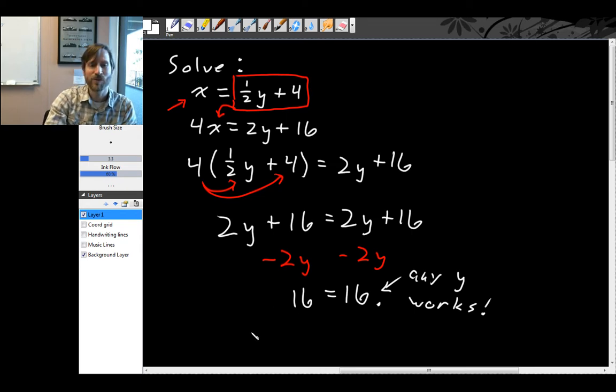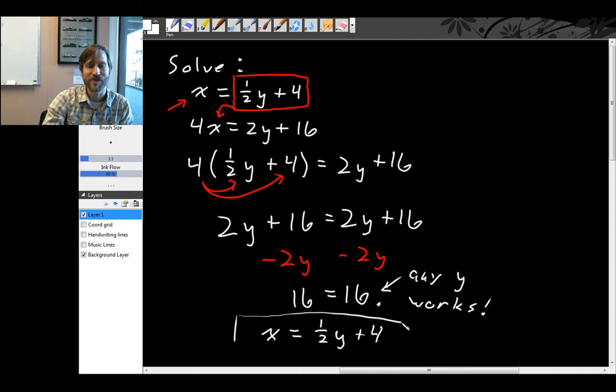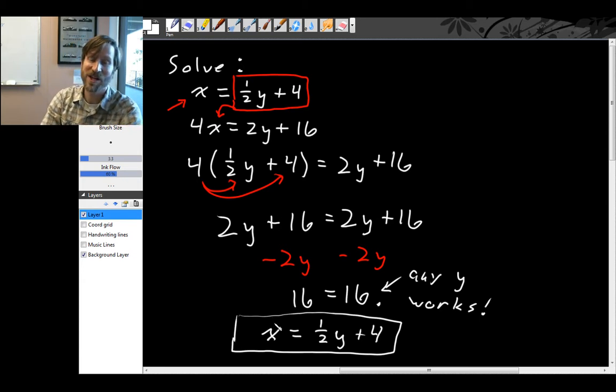Any y value will work, and the x value that goes with any particular y is just given by one of these equations. So if you wanted to know what x goes with any particular y, you could plug a y value in here. So this line, the graph of this equation, would look like a line. The points along this line are all solutions to this system of equations. That's why this system of equations has infinitely many solutions.